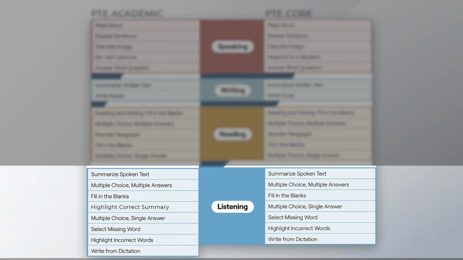The reading part of both PTE Academic and PTE Core are more or less the same when it comes to the task types. In the listening part, the PTE Academic and the PTE Core again have a very minor difference. The PTE Academic has a task type called highlight the correct summary, which is absent in the PTE Core, but the remaining tasks are the same.